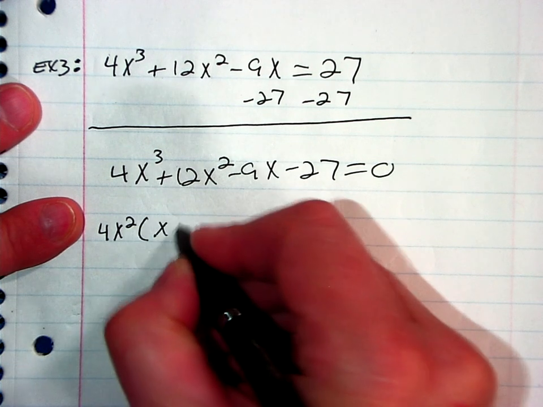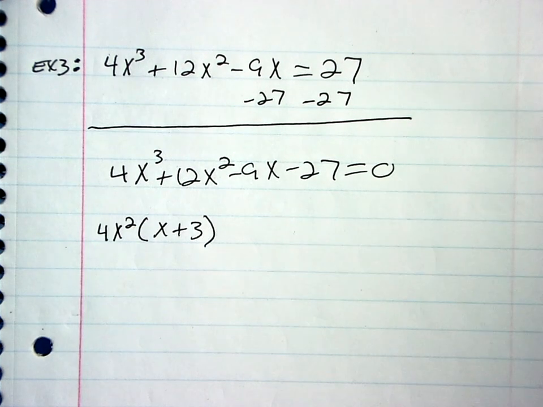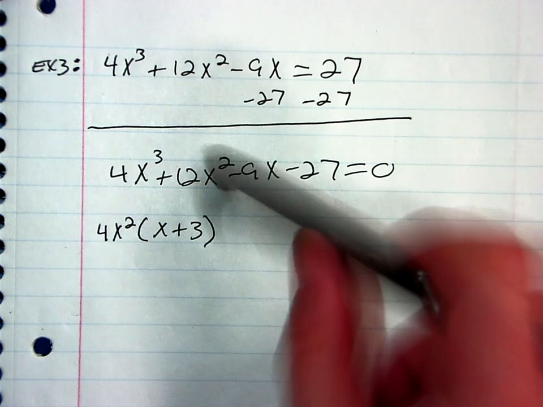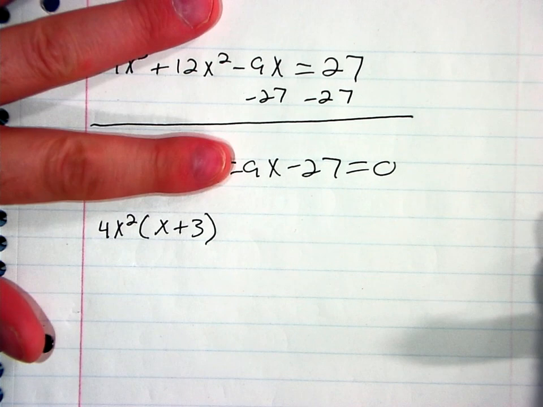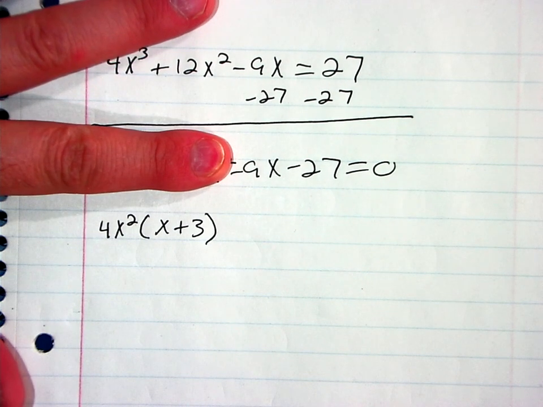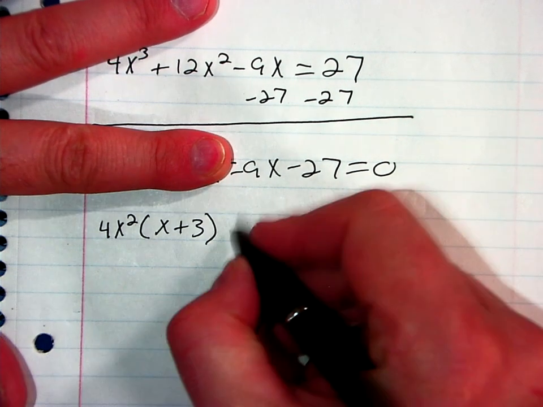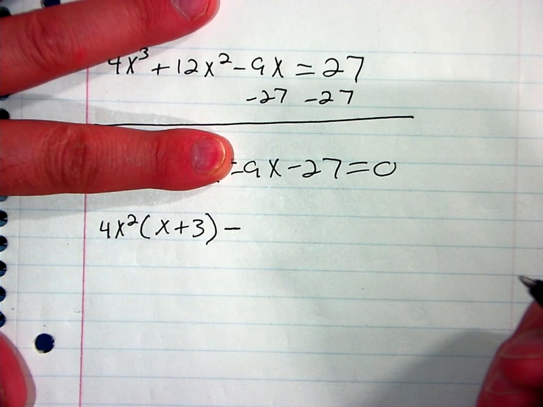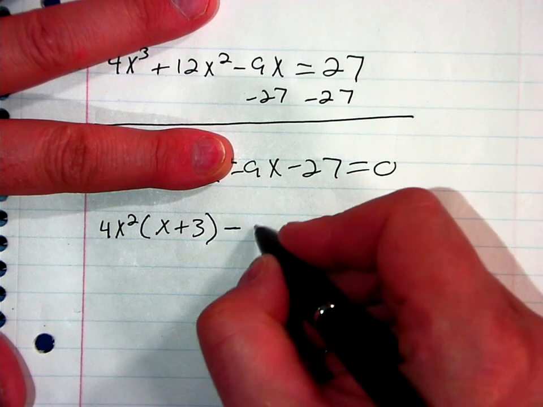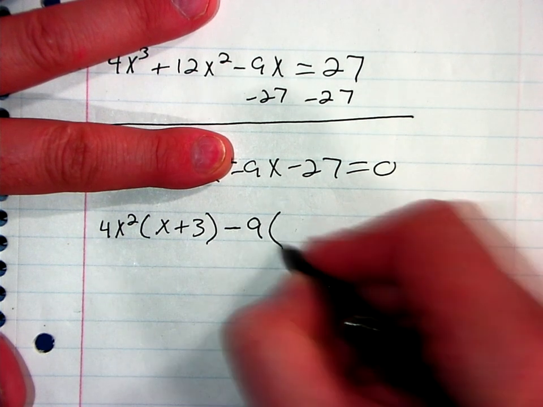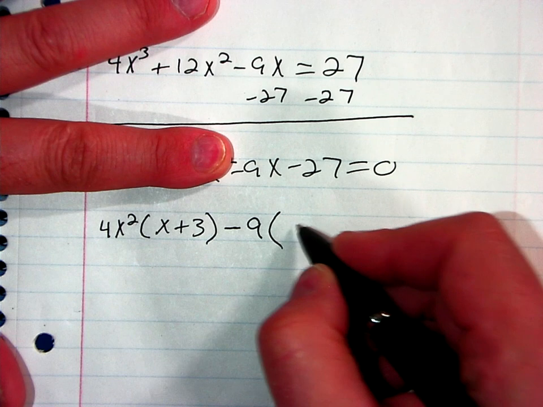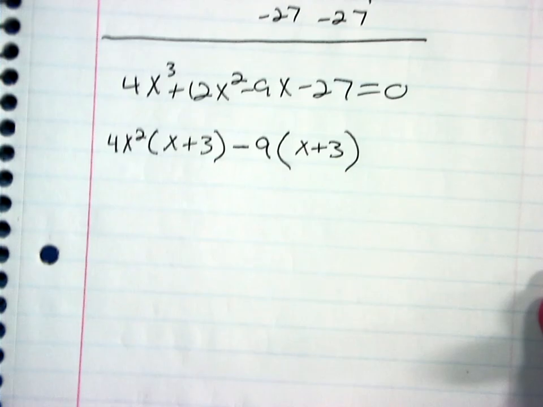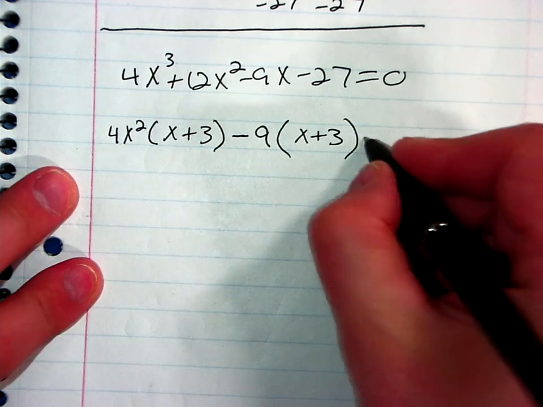And that's going to leave me x plus 3. Because 4x squared times x is 4x cubed. 4x squared times 3 is 12x squared. Then we cover up those. What can I factor out of negative 9x and negative 27? 3. Bigger. 9, thank you. You are correct. All right, so that's going to give me x plus 3, and if you notice, we have the same thing in both parentheses. That is a good thing.